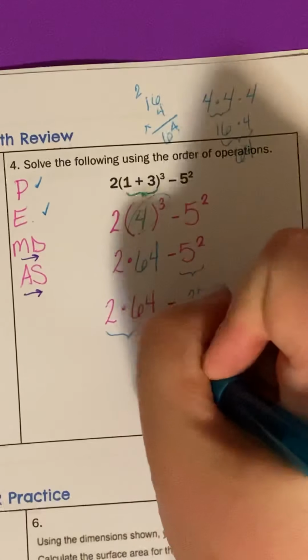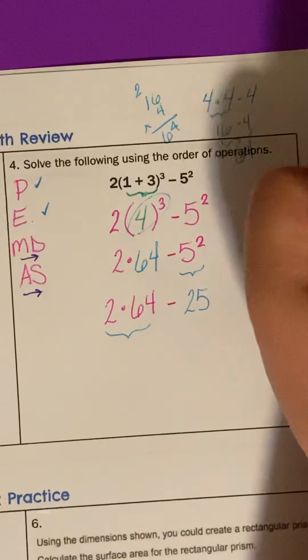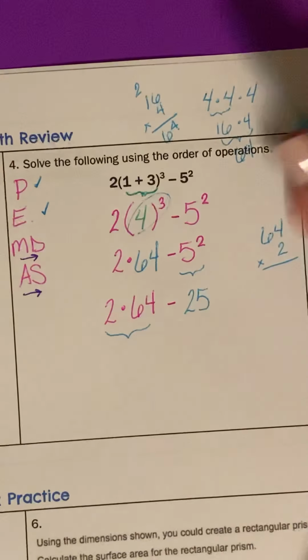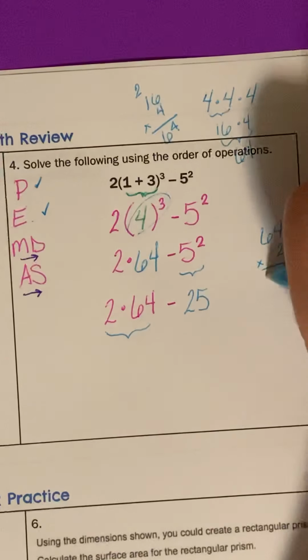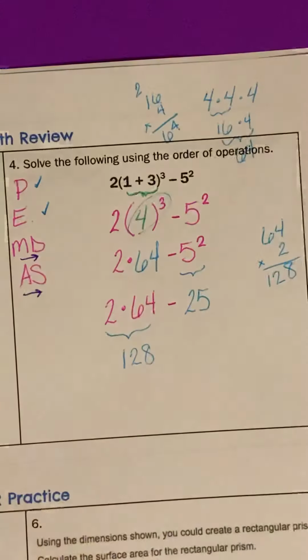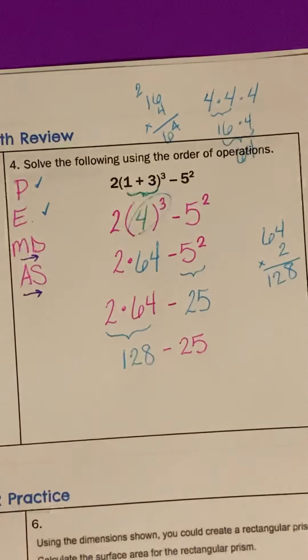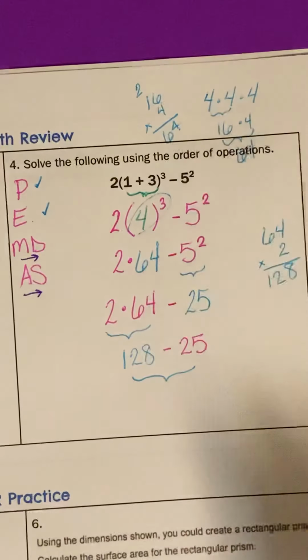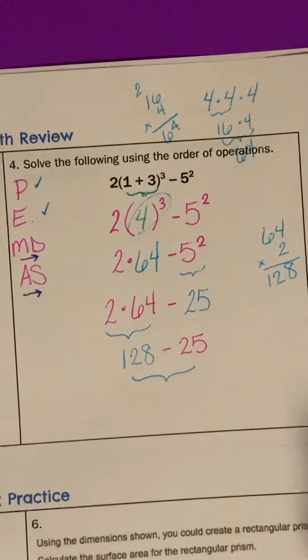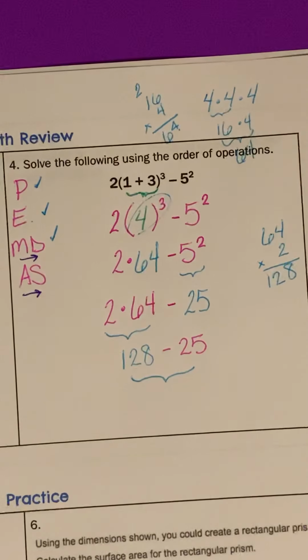So we're going to do the multiplication first. 64 times 2, or 2 times 64. 2 times 4 is 8. 2 times 6 is 12, so 128. Bring everything else down we didn't use, minus 25. Now, our last step here, 128 minus 25. So we're done with our multiplication and division. We are now down to addition and subtraction. So 128 minus 25.